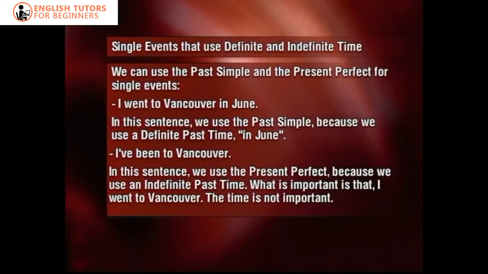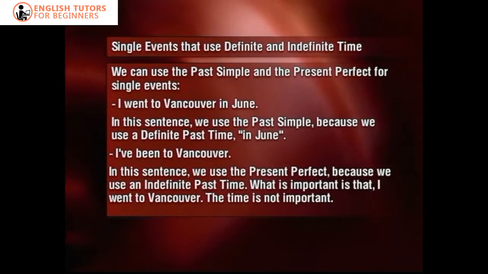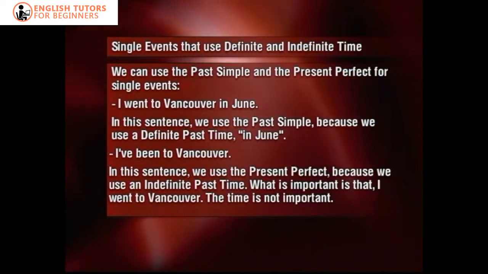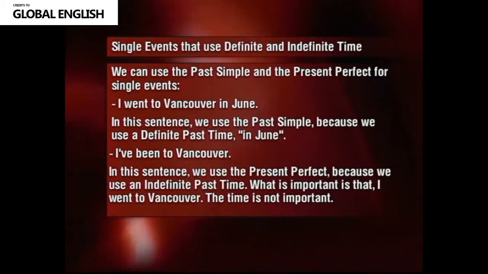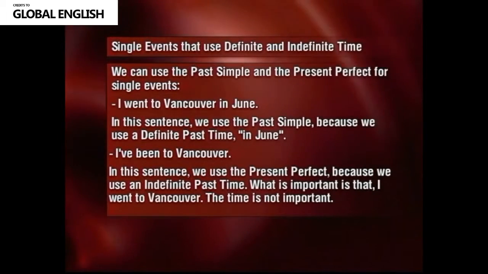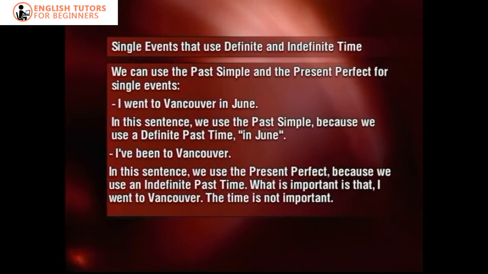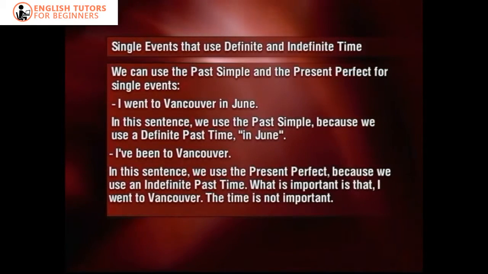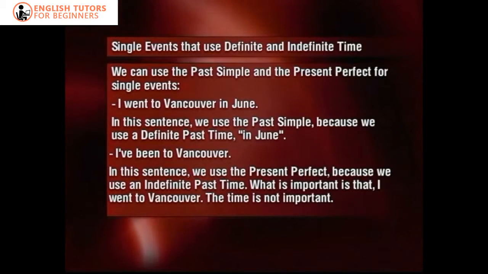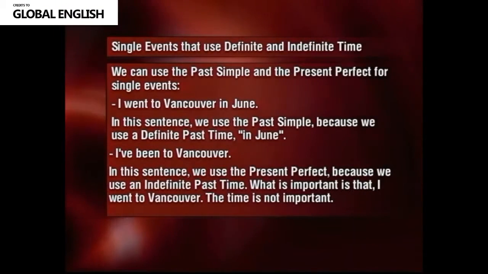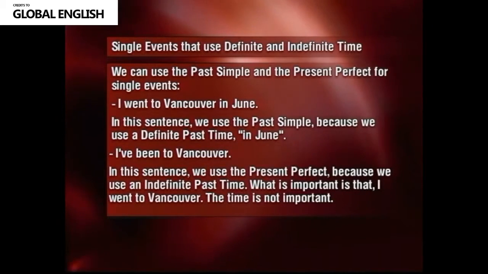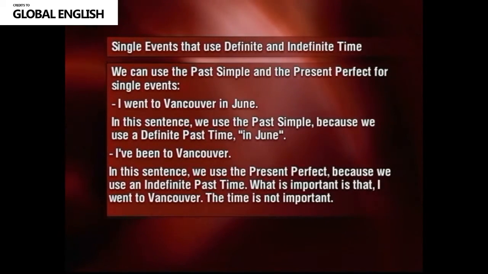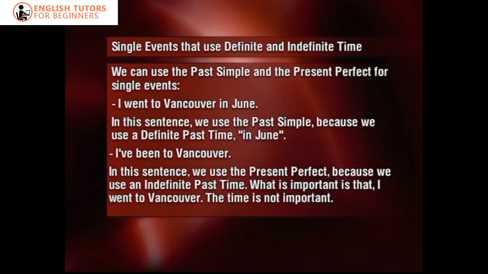Let's take a look at some single events examples and some multiple events examples that use both a definite and indefinite time. Single events. We can use the past simple and the present perfect for single events. I went to Vancouver in June. In this sentence, we use the past simple because we use a definite past time, in June. I've been to Vancouver. In this sentence, we use the present perfect because we use an indefinite past time. What is important is that I went to Vancouver, the time is not important.